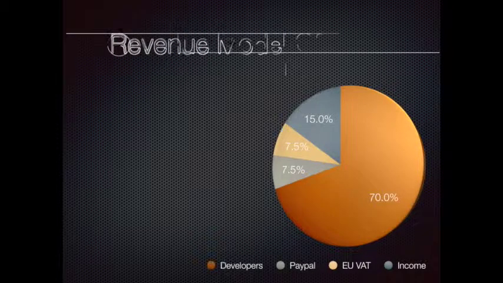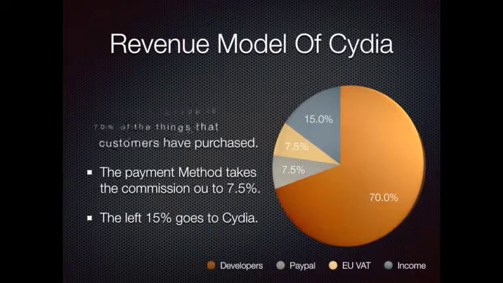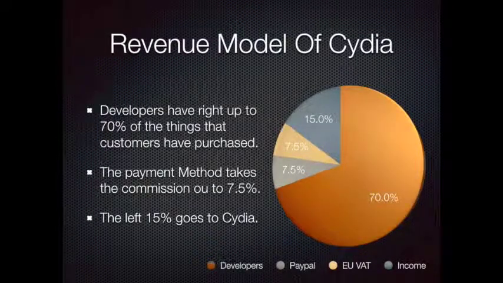Revenue model of Cydia. In Cydia, developers of the tweaks get up to 70% of what the customers have purchased. Next, the payment method takes a commission of up to 7.5%. The left 15% goes to Cydia.